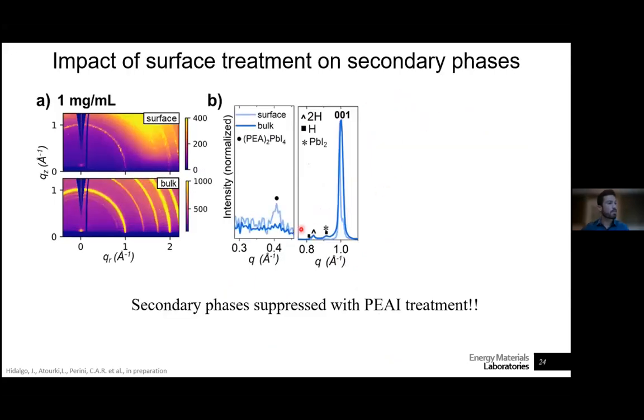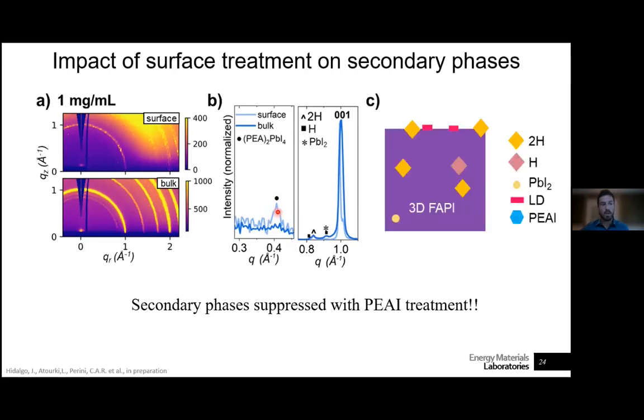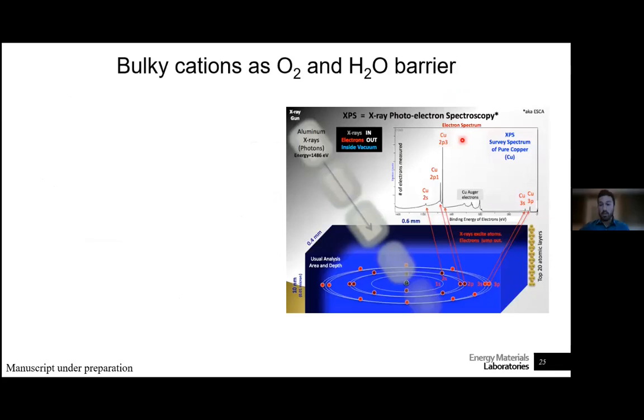We introduce phenethylammonium iodide at the surface, and we immediately see that these secondary phases are suppressed, and we do see the formation of a 2D layer at the very top surface of our films. So the phenethylammonium iodide treatment is somehow preventing the degradation of our 3D formamidinium lead triiodide layer here. How can we explain it?